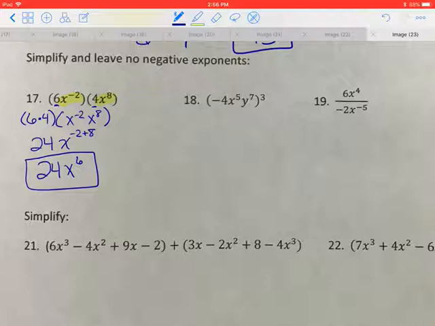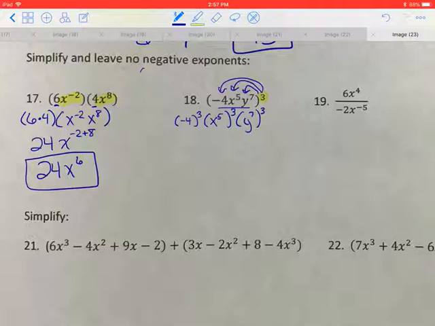Now number 18 is a little bit different. On this one, we've got a power on the outside. So notice there's no plus or minus signs in here. That means everything inside the parentheses gets that power. So negative 4 gets raised to a power of 3. X to the 5th gets raised to a power of 3. And y to the 7th gets raised to a power of 3.